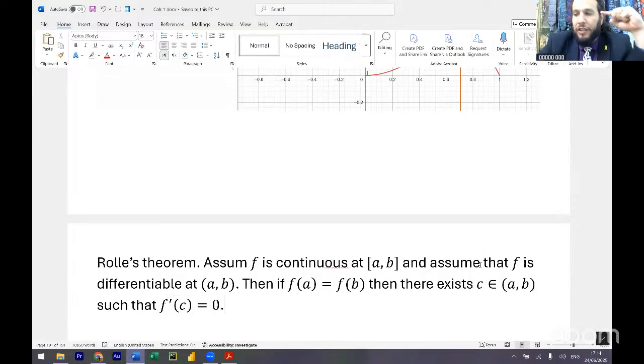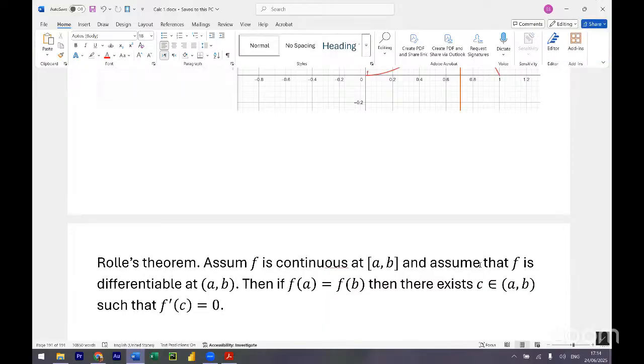If we started at one point and ended at the same point, then the derivative must have been 0 at some point at least. Can you guess the arguments of the proof of this theorem? I've started at one height and I ended at the same height. What must have happened in between? There are two cases. Either it's a continuous function and it's always the same thing.